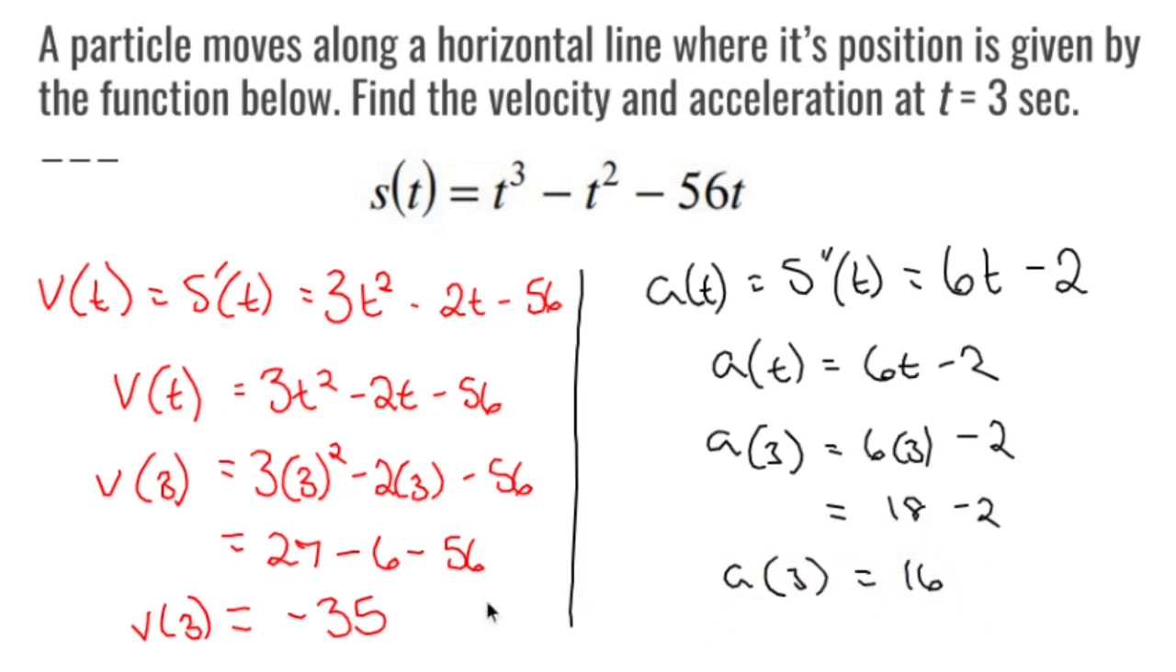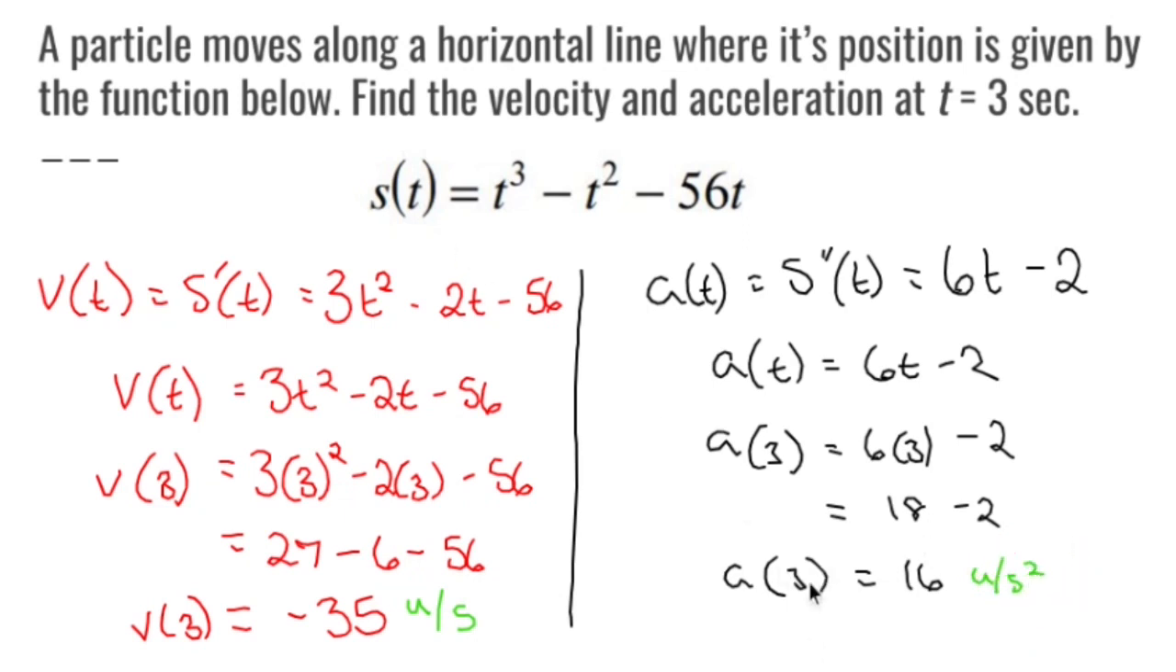So let's attach units of measure to this. Velocity is like miles per hour, feet per second. It doesn't give me a unit for its position, so we'll say units per second. For acceleration, it's units per second squared.